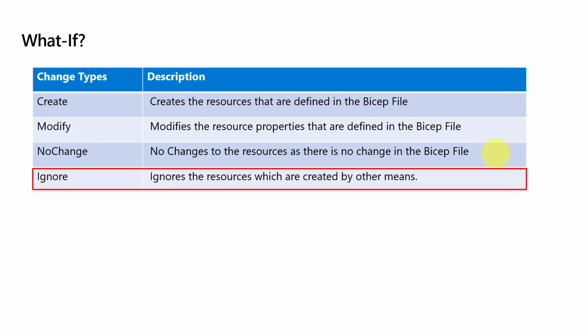So that's how you can use the whatif function to understand or to preview the changes that the Bicep script is going to perform on Azure.